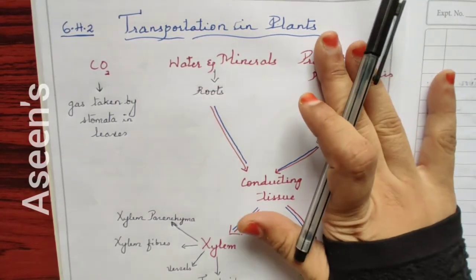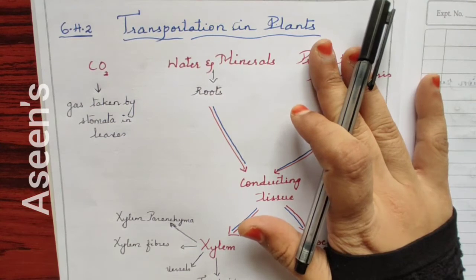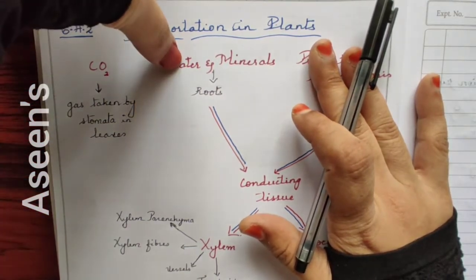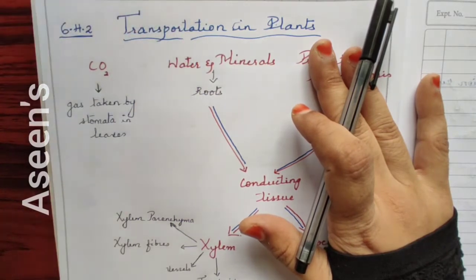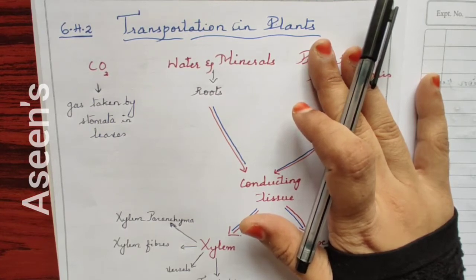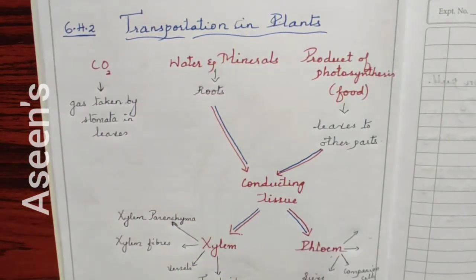Now this food has to be supplied to each and every cell of the plant body. Similarly, water and minerals also need to be supplied to each and every cell of the plant body, irrespective of whether it is a growing part or a dead part. Most dead cells of the plant body do not require much water, but the other parts do. So these two are the main things which need to be transported.